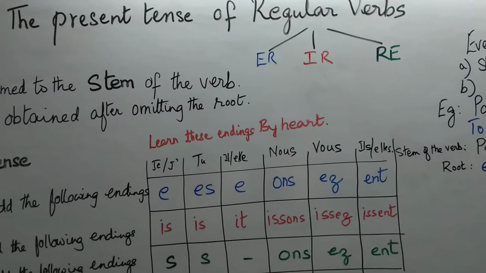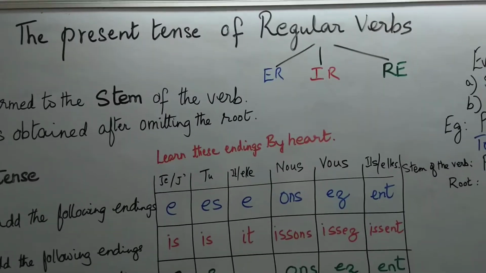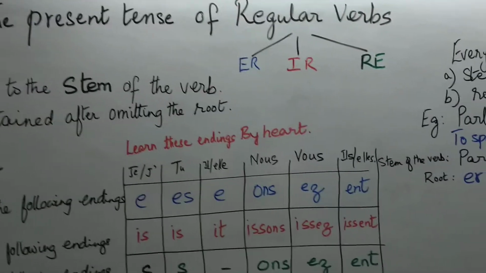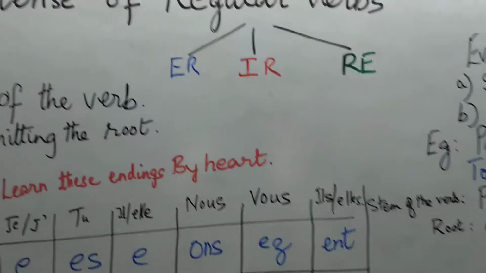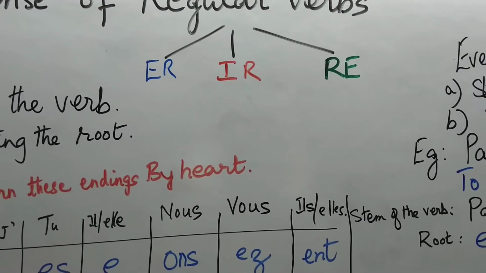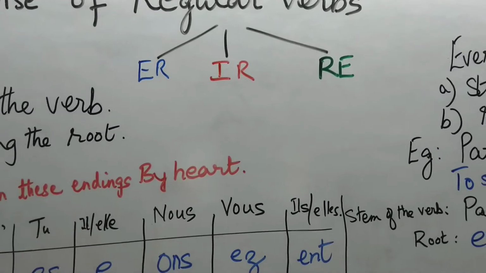Bonjour, good morning. Today we'll deal with the present tense of regular verbs. Regular verbs are divided into three categories: those which end in ER, those which end in IR, and those which end in RE.